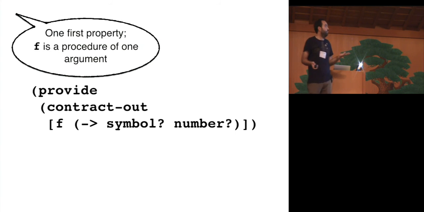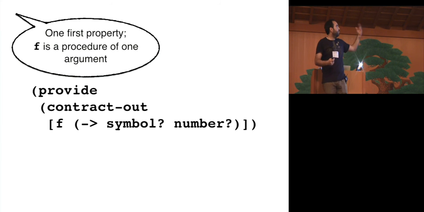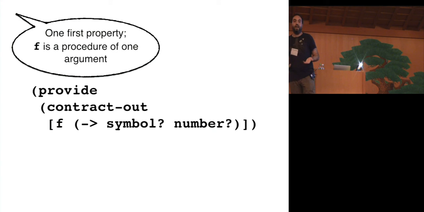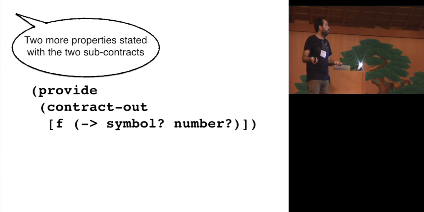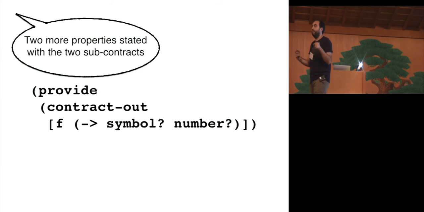And we have a bunch of properties, one per point again. First, we have the property that f must be a procedure, and particularly a procedure of a given arity. Second, and third, we have properties that are described by the subcontracts of this arrow contract, particular properties of the arguments and the results for the uses of this function.